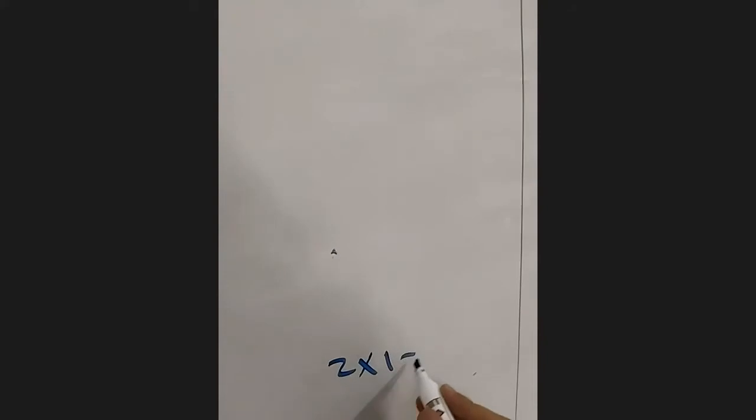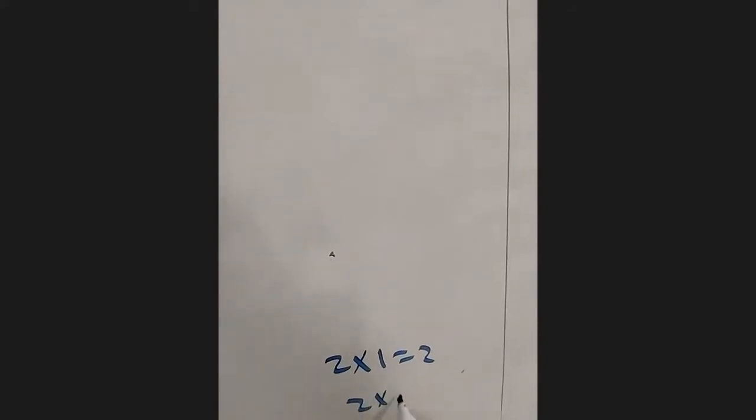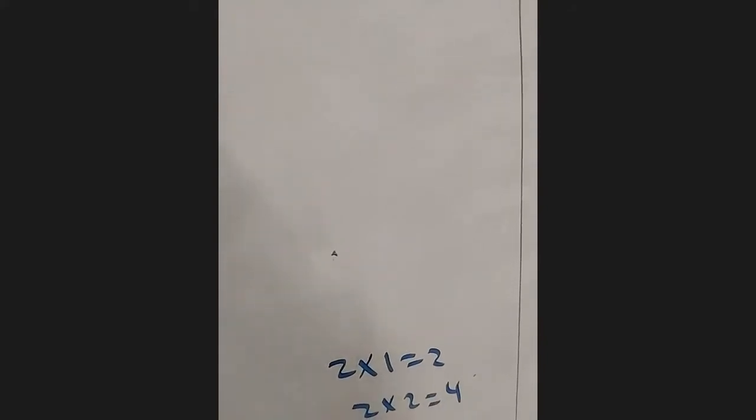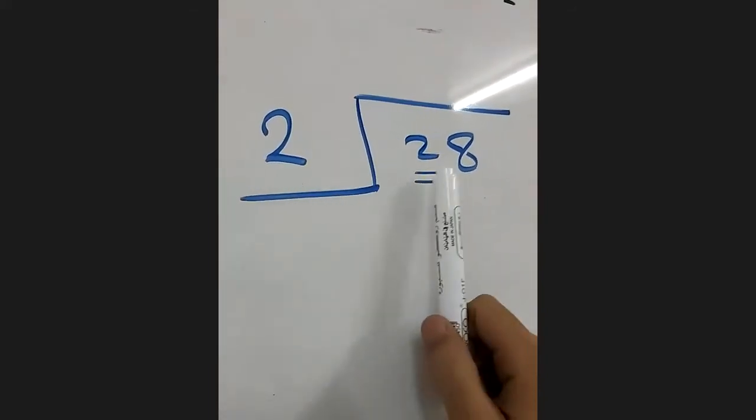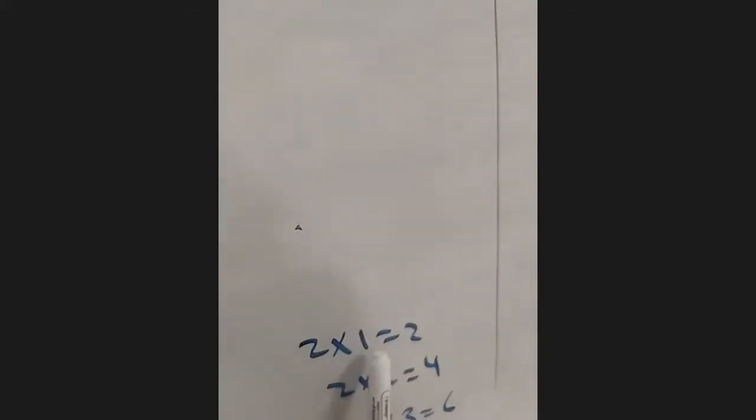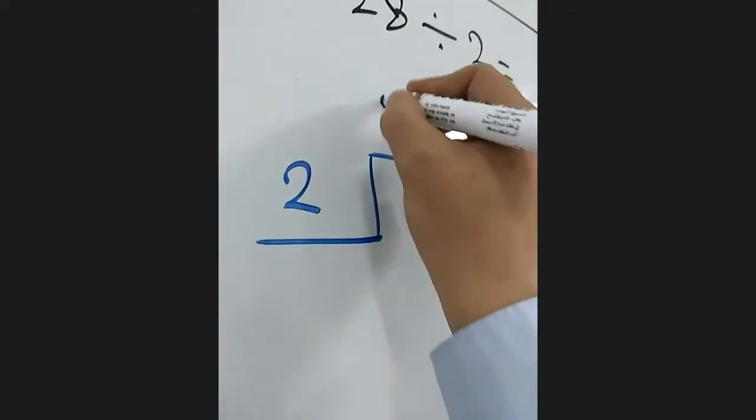From the timetable of 2, we know that 2 multiply 1 is 2, and 2 multiply 2 is 4. 2 multiply 3 is 6. We know the timetable of 2, right? Now here, what's the number that, if you multiply it with 2, you get 2 or less? We have 1. 1 times 2 is 2. So up, I put 1.